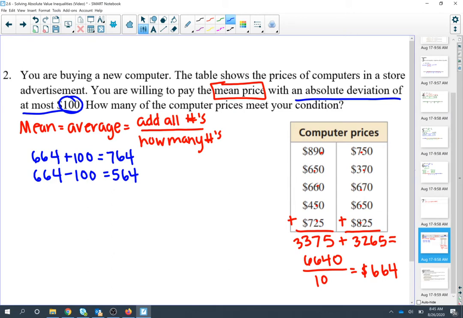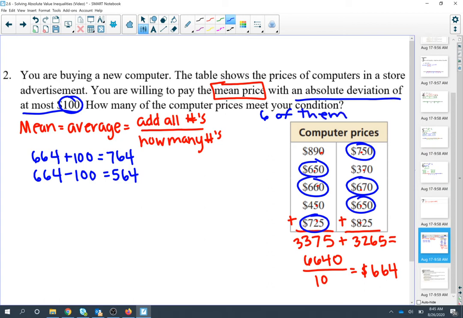So let's see, you would be willing to pay $650. You would be willing to pay $660. This one's too low. This you'd be willing to pay $725. $750. This one's too low. $670, $650, and that one's too high. So 1, 2, 3, 4, 5, 6. How many of the computer prices meet your condition? 6 of them.